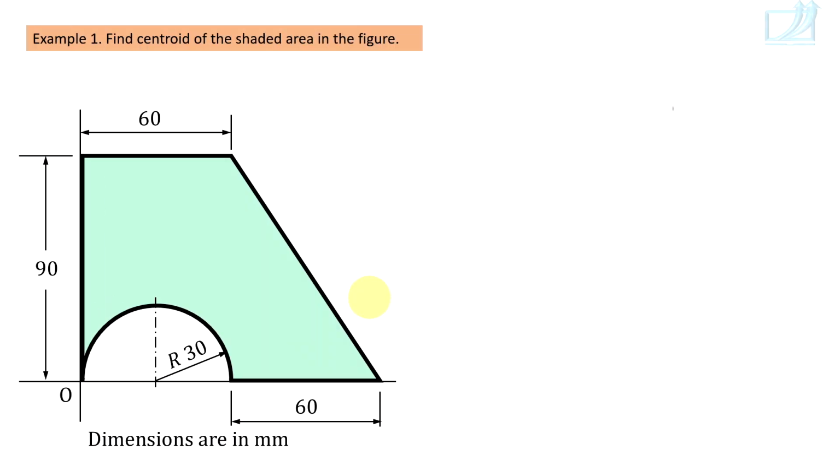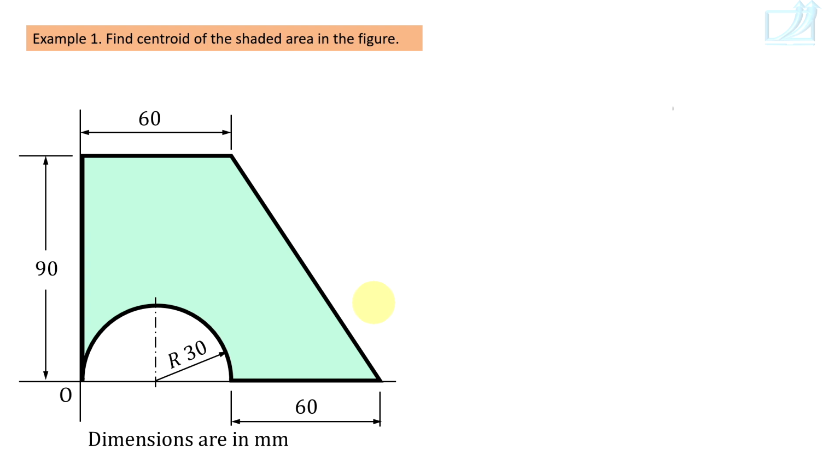So let's begin solving problems on composite shapes. So here it is example 1. Find centroid of the shaded area. To find centroid means what you are going to do? Simple. How we define position of a point in a plane?